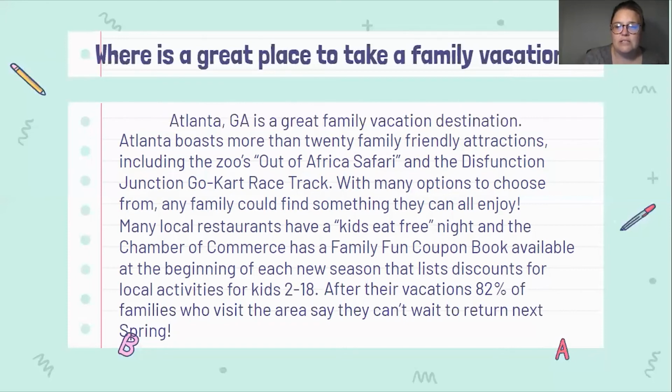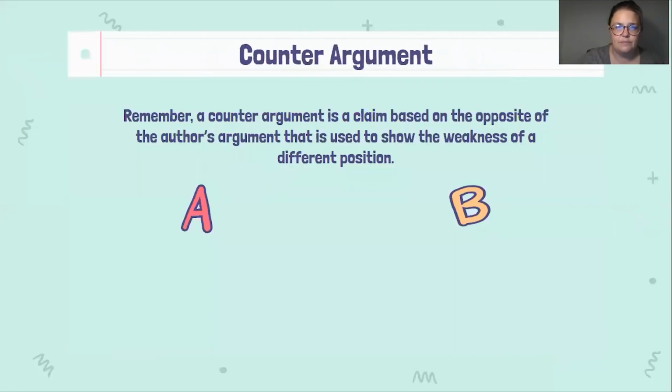Many local restaurants have a kids eat free night, and the Chamber of Commerce has a family fun coupon book available at the beginning of each new season that lists discounts for local activities for kids 2 to 18. After their vacations, 82% of families who visit the area say they can't wait to return next spring. So we've got a pretty strong argumentative paragraph there. Okay, we made our claim at the beginning and then supported it with several different types of evidence.